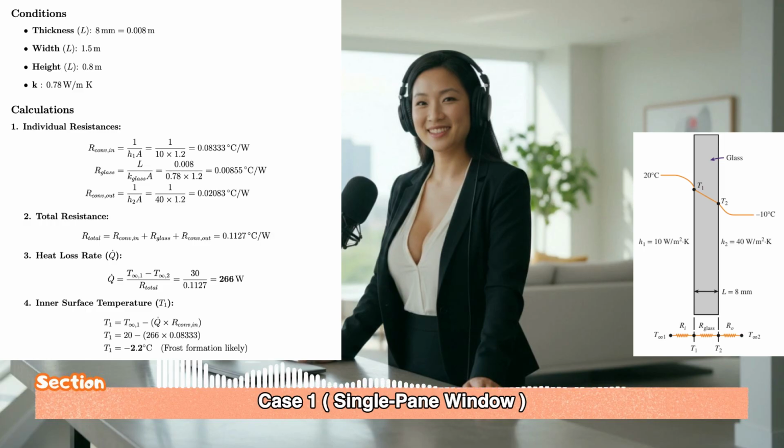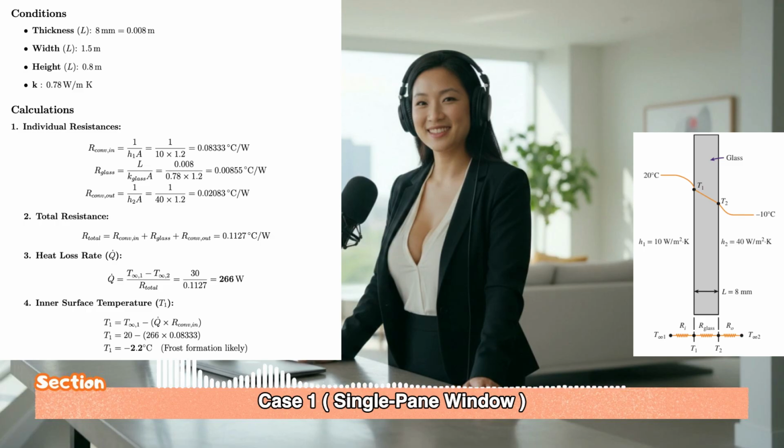30 degrees, right. And we're given the convection coefficients. H1 on the inside is 10 and H2 on the outside is 40. Notice the outside one is 4 times higher. That's usually because of wind, which enhances convection. Let's start with case 1, the single pane window. It's an 8mm thick piece of glass.